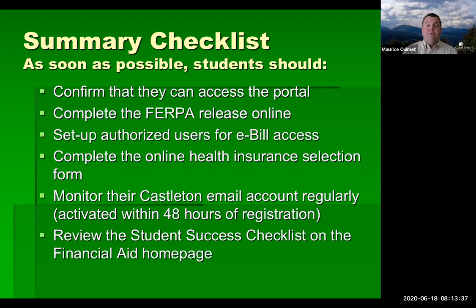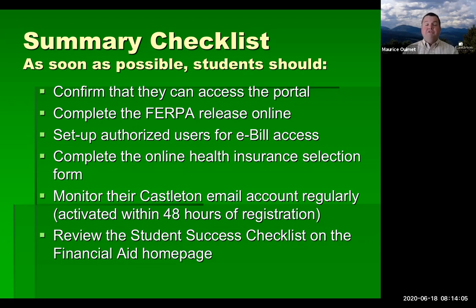But to run through the summary checklist, number one, confirm that you can access the portal. Make sure you have your username and password. If you've shared that information with your parents, it's time now for you to take ownership of that and make sure that you know that information and you're regularly checking your portal. Students, complete your FERPA release as soon as possible. Once you're registered for classes, you will have access to that and you can take care of that. That's a one and done, and you're all set for the rest of your time here at Castleton.